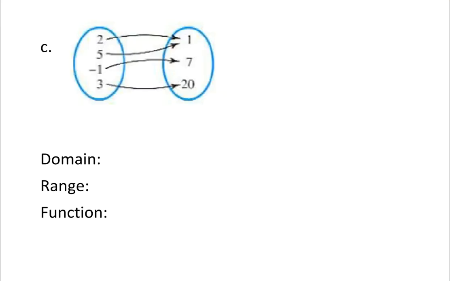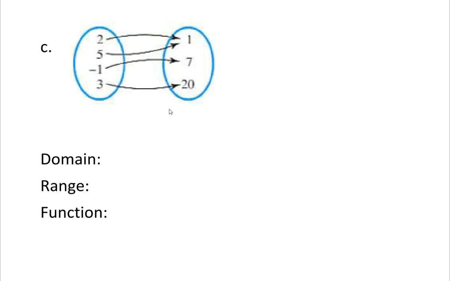This is just another example of how relations can be represented. This is called a mapping diagram, and what this does is map values of the domain to values of the range. These arrows just show which values are matched up with which values. So here, 2 is matched up with 1, 5 goes to 1, -1 goes to 7, and 3 goes to 7.